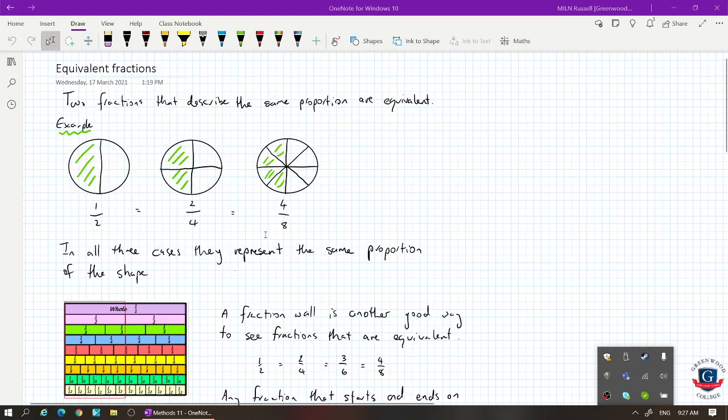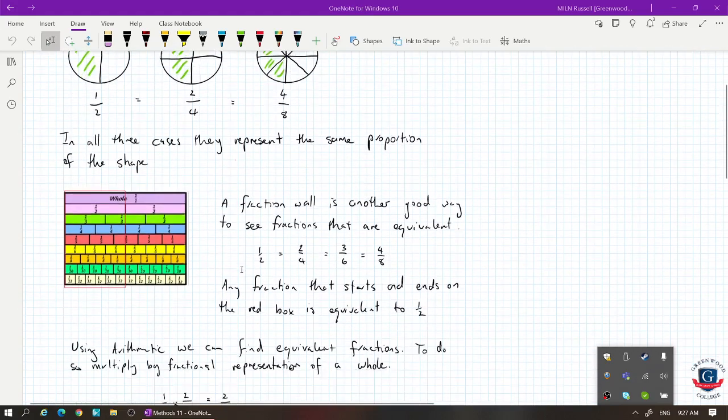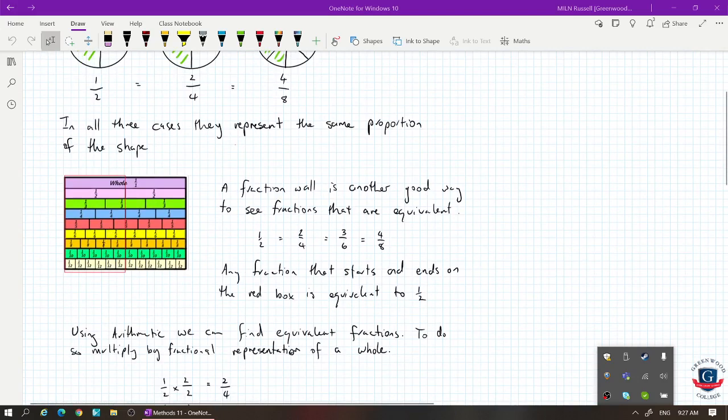Now, as we know, there's lots of different ways of representing fractions. So here's a fraction wall, and in the fraction wall we can easily see lots of fractions that are equivalent. In the case of a half, from here to here, 2 quarters is the same area as a half, and 3/6 is the same area as a half, and 5/10 is the same area as a half, and 6/12 is the same area as a half.